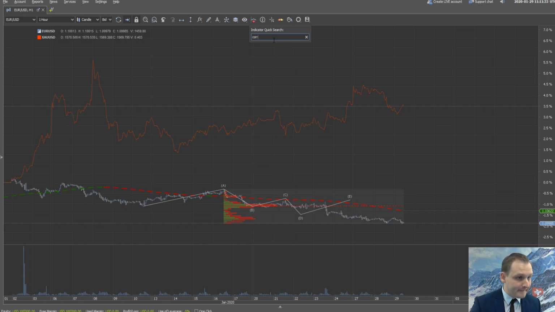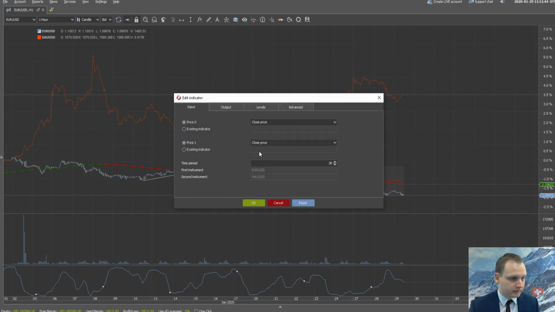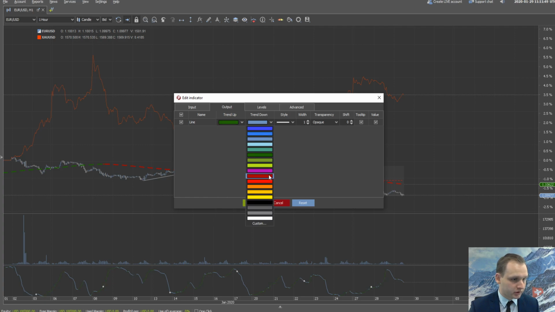One more thing to show off. Correlation of two instruments. Pearson's correlation coefficient for two instruments. Clicking on that one and we have it down here. And by the way, this can be edited also, just like everything else. Trend up, trend down.